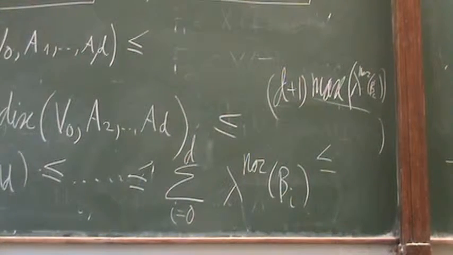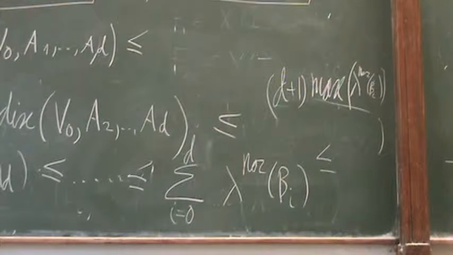Questions? How do you get the... why does the discrepancy go away at the end? I mean, at the end the discrepancy of V0, V1 up to VD, is that obvious?